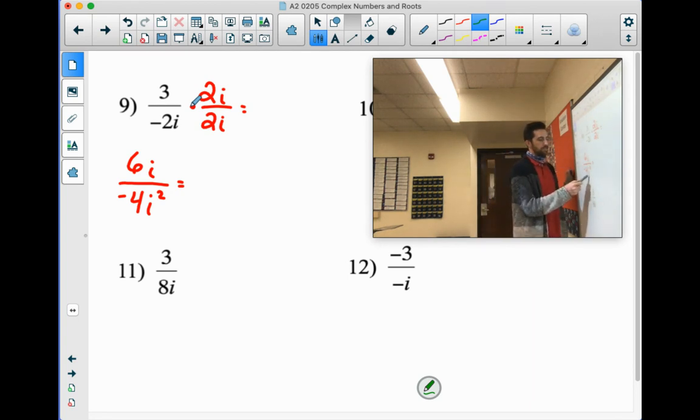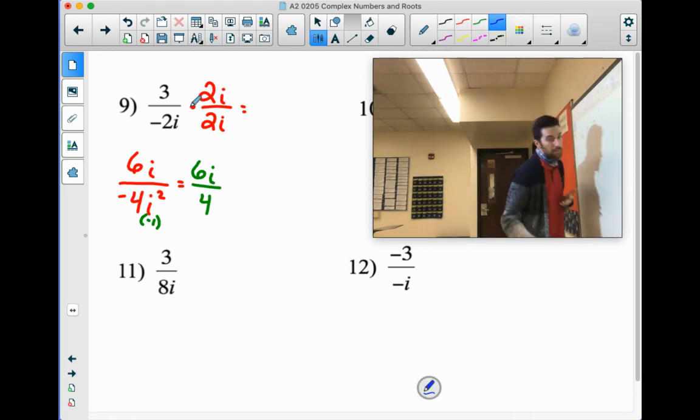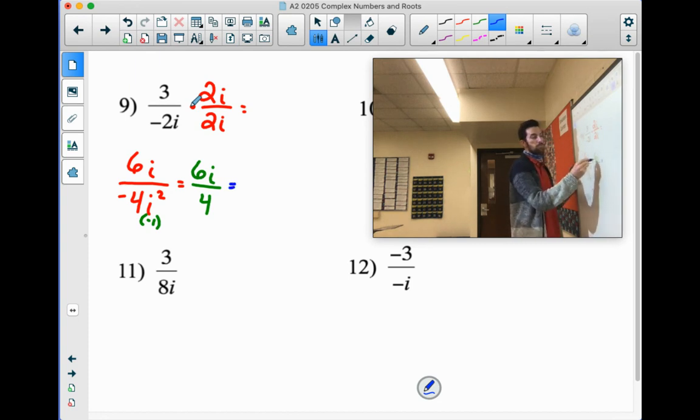Negative 4 times i squared. Remember, i squared is negative 1. So negative 4 times negative 1 is positive 4. On the top, we have 6i. And then we can simplify that. Look at the regular big boy numbers. 6 over 4, they're both even, so we know that 2 goes into them. 2 goes into 6 3 times. 2 goes into 4 2 times.